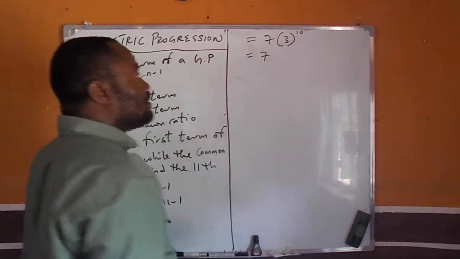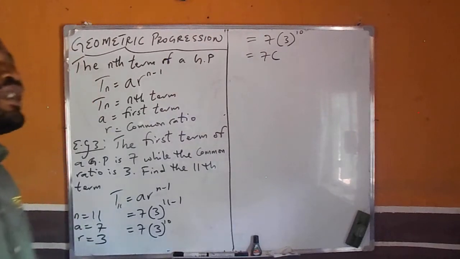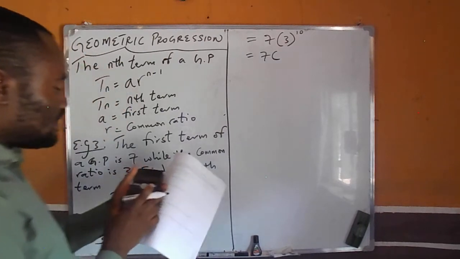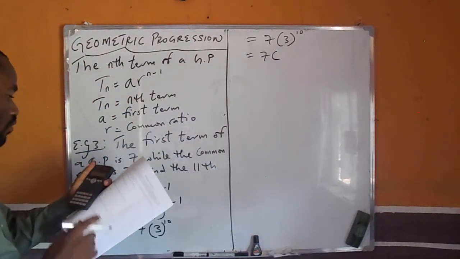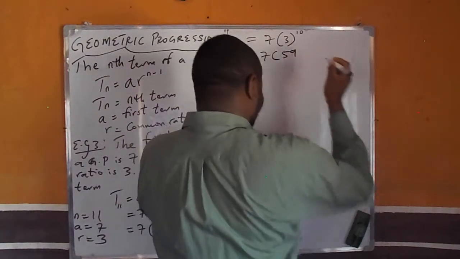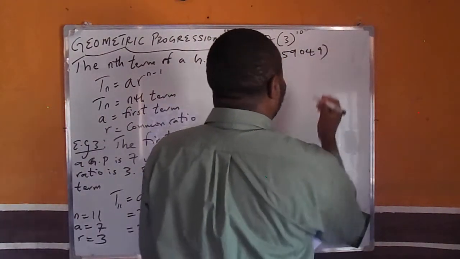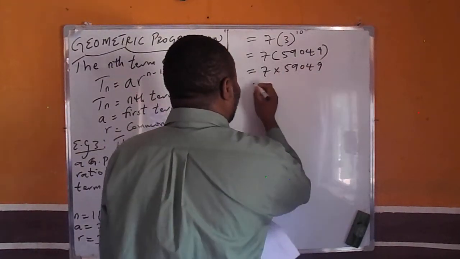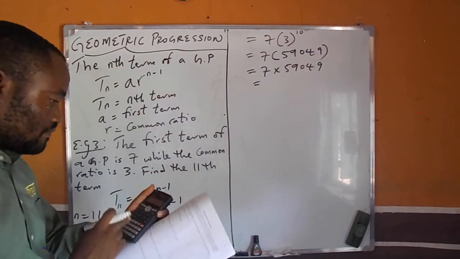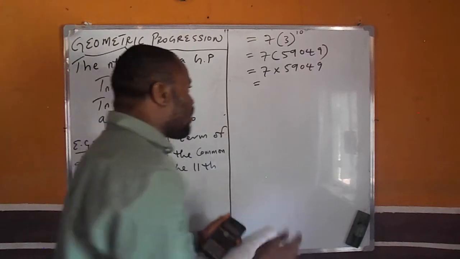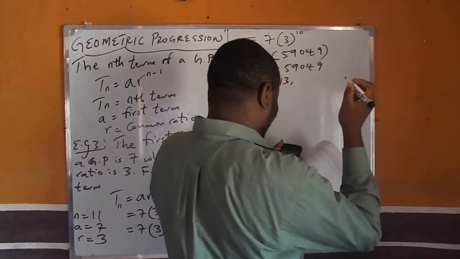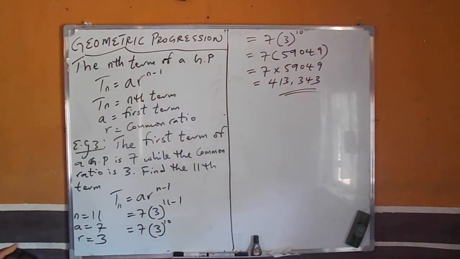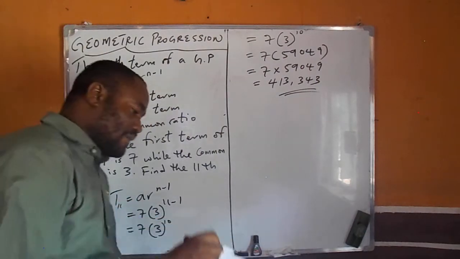Pressing 3 raised to power 10 in the calculator, it gives you 59,049. We now say 7 times 59,049. Multiplying by 7 gives you 413,343. That is our answer there.